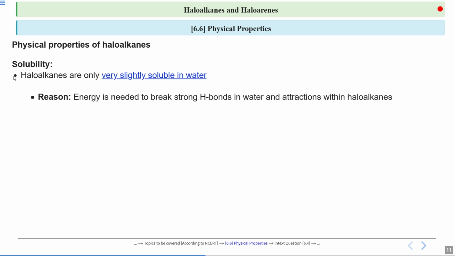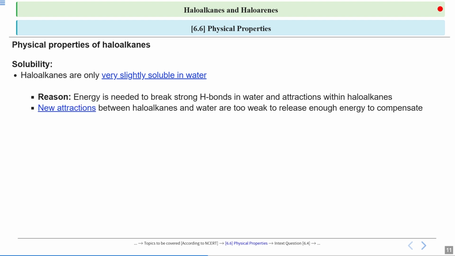So that's why we are writing that haloalkanes are only very slightly soluble in water. The new attractions between the haloalkanes and the water are too weak to release enough energy to compensate for the stronger hydrogen bonds present in the water, due to which haloalkanes show very little solubility in water.